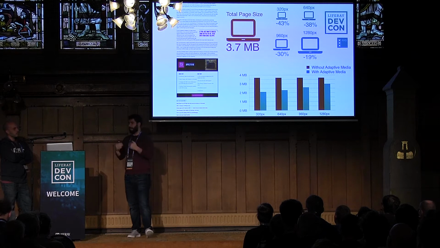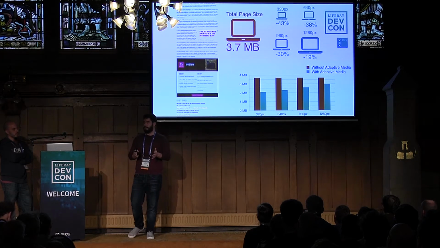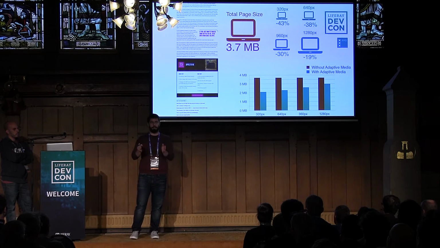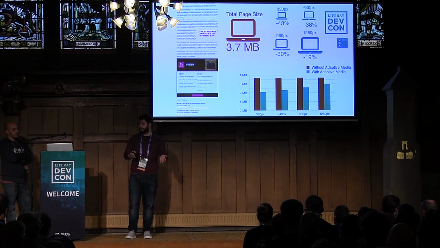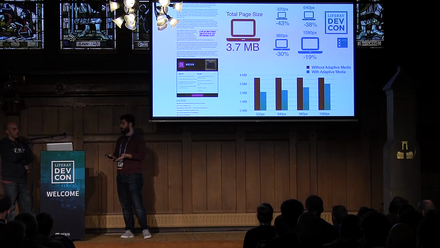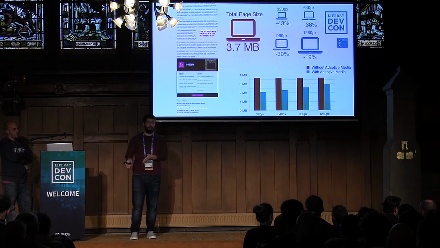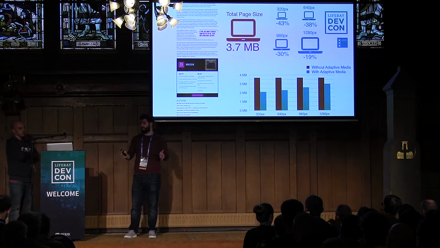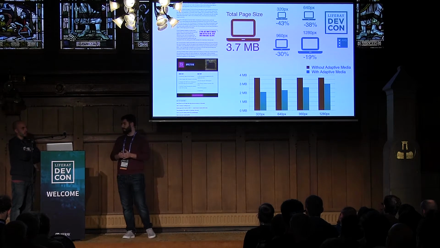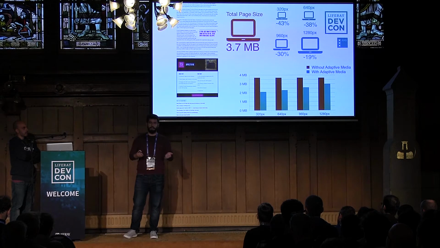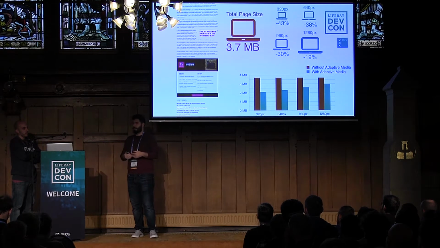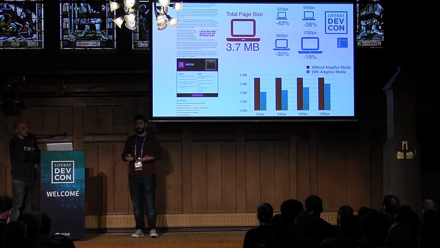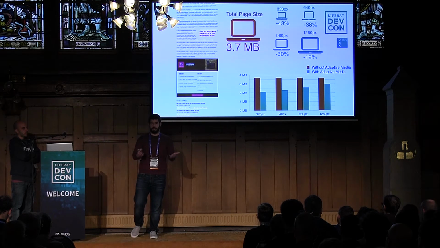So if we are actually displaying this blog entry on a really small device, like around 300 pixels, we are saving 40% of the page size. So this means that instead of sending 3.7 megabytes, we are sending 2.2 megabytes. The same applies to different screen sizes. Even on really large screens, bigger than 1,280 pixels, we are still saving around 20% of the page size. So this is a huge improvement compared to what it costs, that it's basically free.